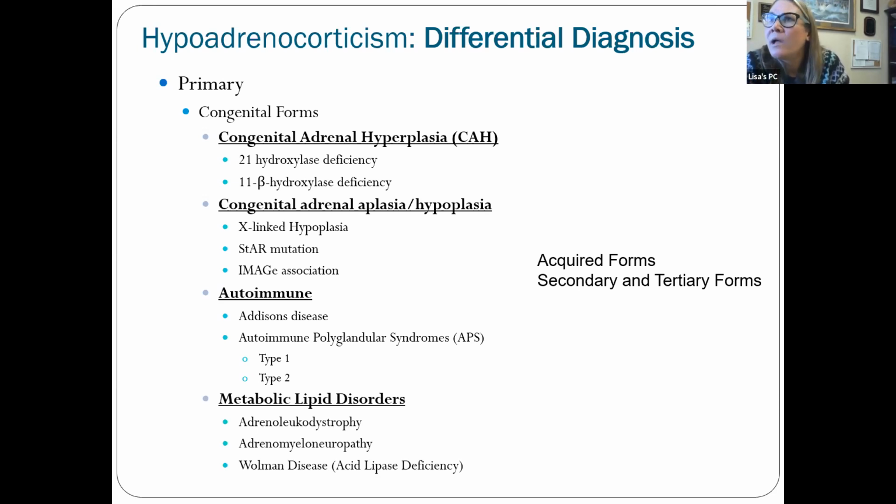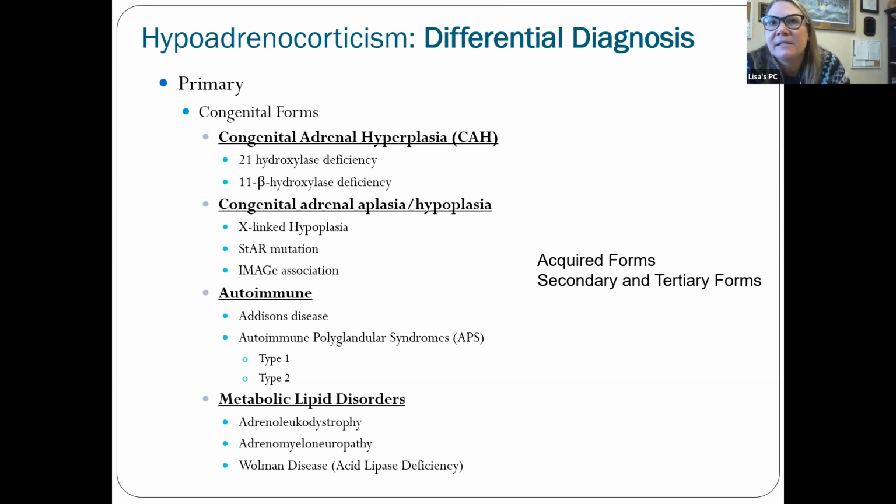So type 1, they like these kinds of questions on shelf exams and boards, and you really just have to know the triad. So APS type 1 is a triad of, they say mucocutaneous candidiasis, but it's because of autoimmune neutropenia, you get fungal infection, Addison's disease, and then autoimmune hypoparathyroidism. And then APS type 2 is a triad of type 1 diabetes, Addison's, and autoimmune thyroid disease, whether it's Hashimoto or Graves.